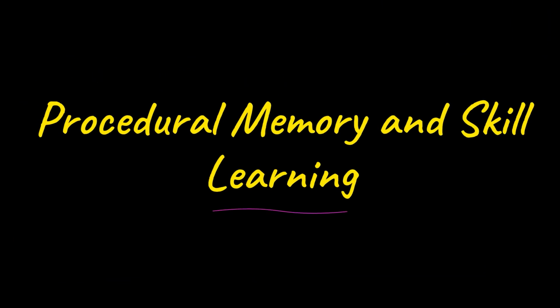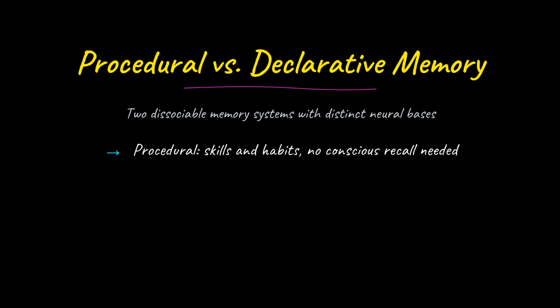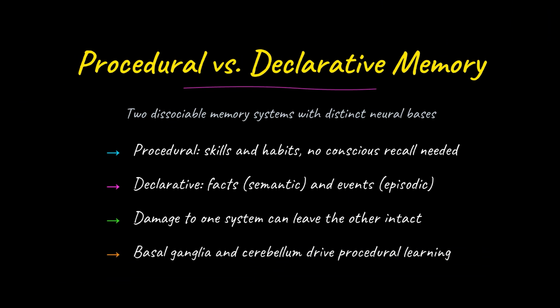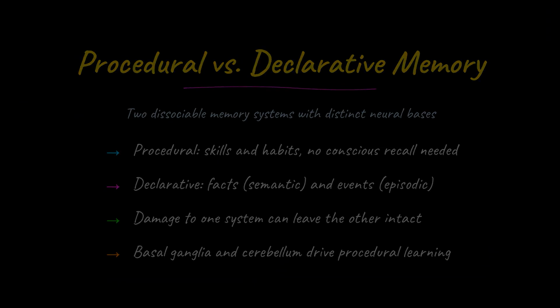Procedural memory is the system that stores skills, the kind of knowledge that shows up as smooth performance rather than conscious recall. It operates largely outside awareness, and it follows very different rules than memorizing facts or personal events. Procedural and declarative memory are dissociable systems. A patient can lose the ability to form new episodic memories, yet still acquire new motor skills across days of practice, because skill learning depends on the basal ganglia and cerebellum, not the hippocampus.